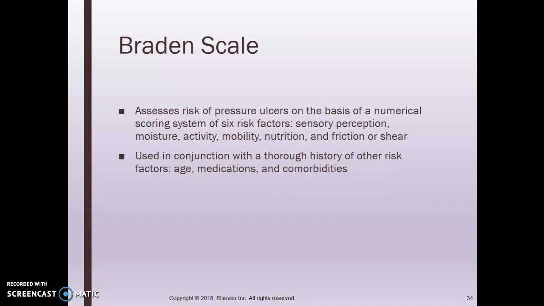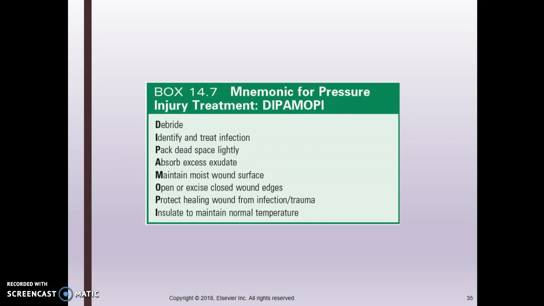This is assessing the risk of pressure ulcers on the basis of a numerical scoring. The 6 factors are sensory perception, moisture, activity, mobility, nutrition, and friction and shear. So again, we want to make sure that we have a good understanding of the Braden scale. And then the mnemonic for pressure injury treatment, DIPAMOPI. This I actually will not require you guys to know, okay? Go over it, it's important to know, but you don't have to know this in depth or anything.